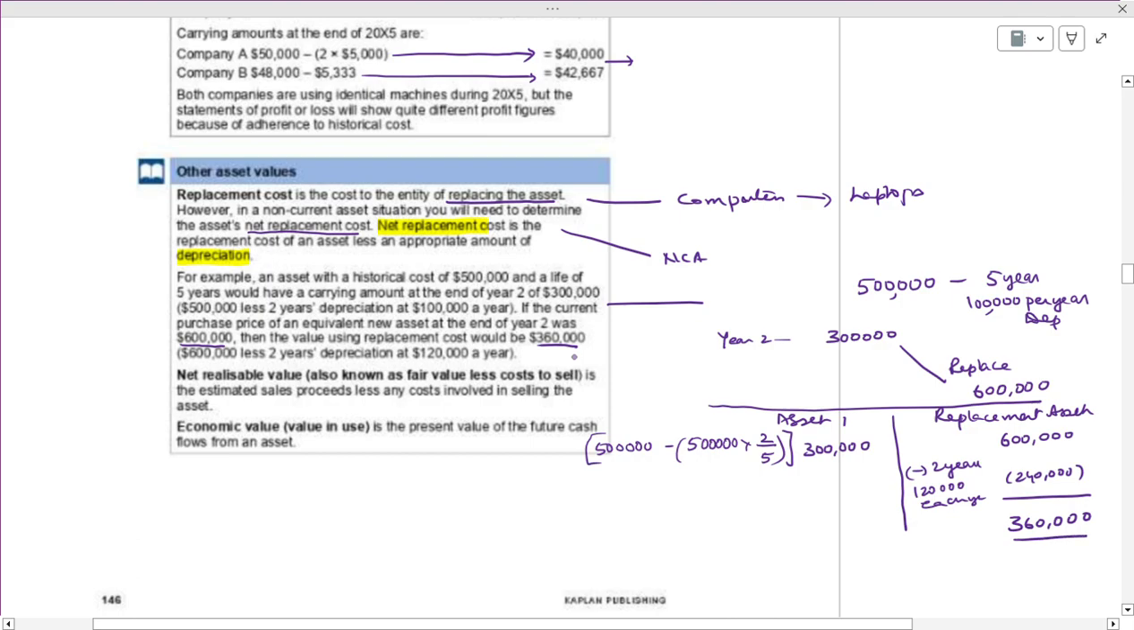360,000. Here the amount is how much? Here the amount is 300,000. Means we have to make it equal. Is it? That we have to make it equal. Then only we can say that replacement cost. This concept, just hold it, okay?